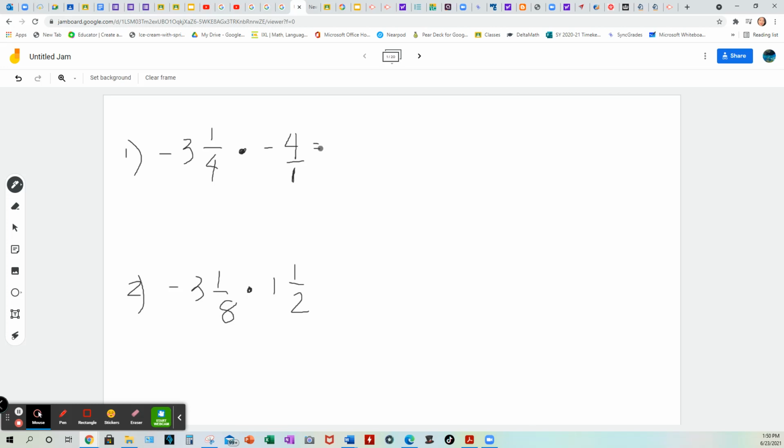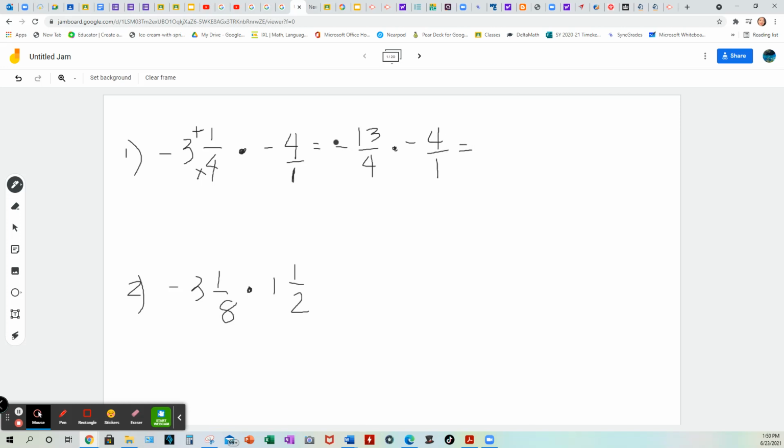Now, we need to change the first mixed number to an improper fraction. So we multiply 3 by 4, which is 12, plus 1 is 13. So I'm going to copy the sign, which is negative, and then I rename the mixed number as 13 over 4. That's the improper fraction of negative 3 and 1/4, times negative 4 over 1.